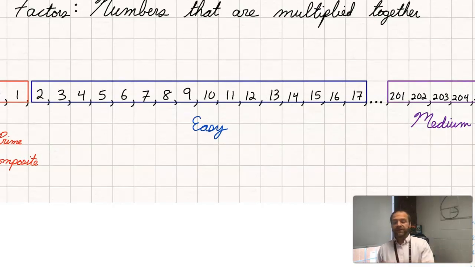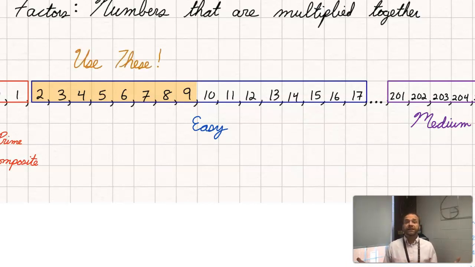So you know what I'm going to focus on? I'm going to focus on those: 2, 3, 4, 5, 6, 7, 8, 9. Those are easy numbers to tell if they are prime or composite, aren't they? So you know what I'm going to do? Let's use these. In this video, we're going to look at all the divisibility rules for 2, 3, 4, 5, 6, 7, 8, 9. Because if I can check if a number is divisible by those, it'll be quick and easy for me to determine if a number is prime or composite.